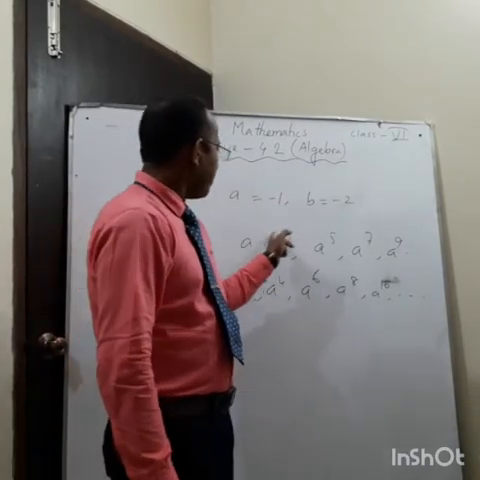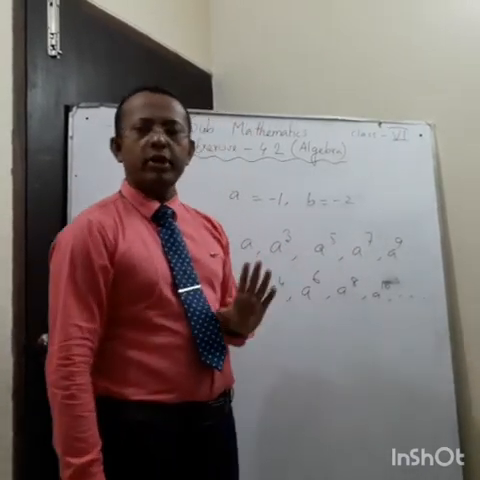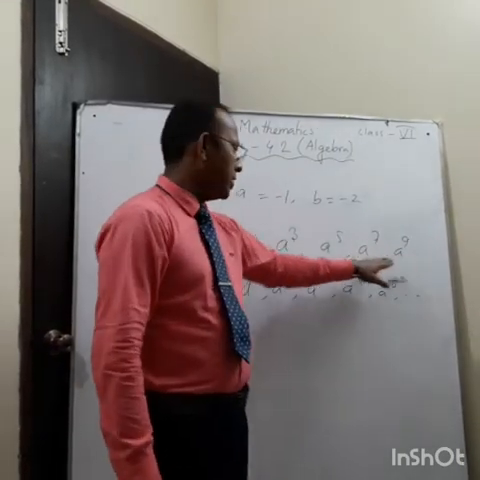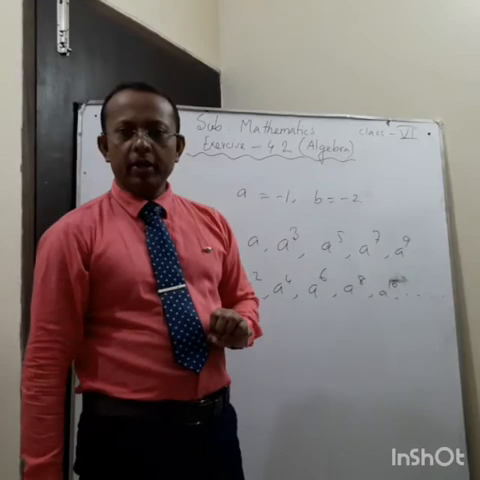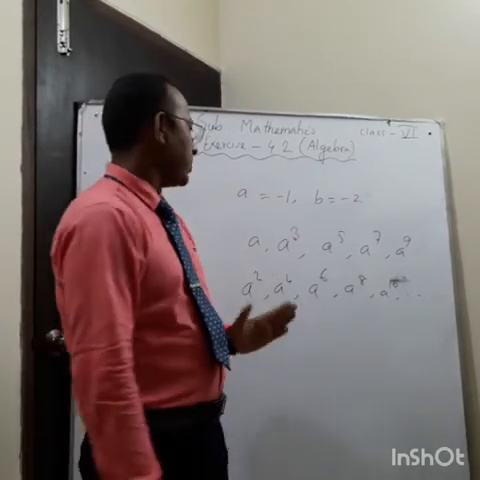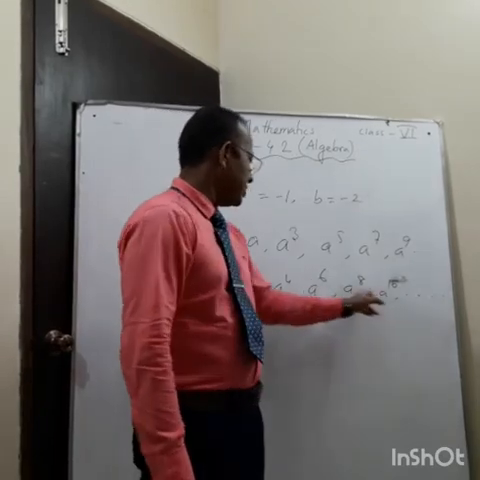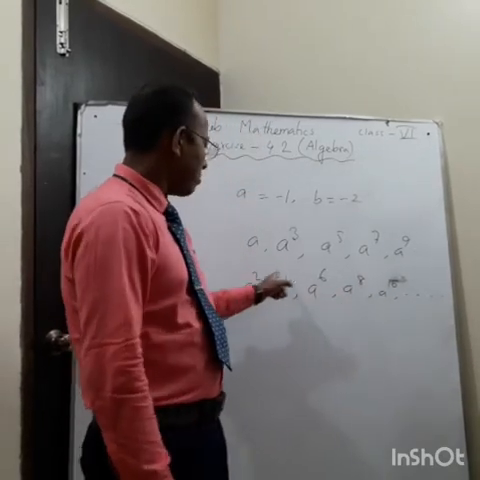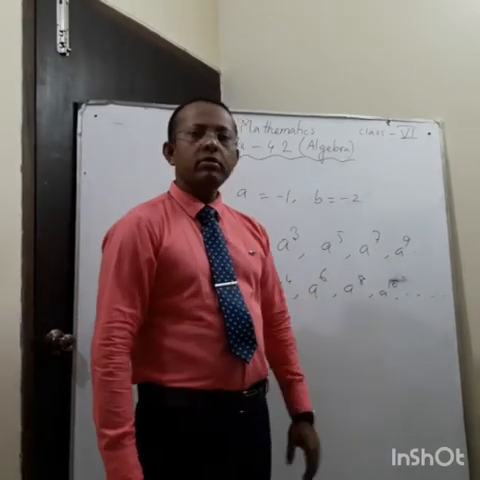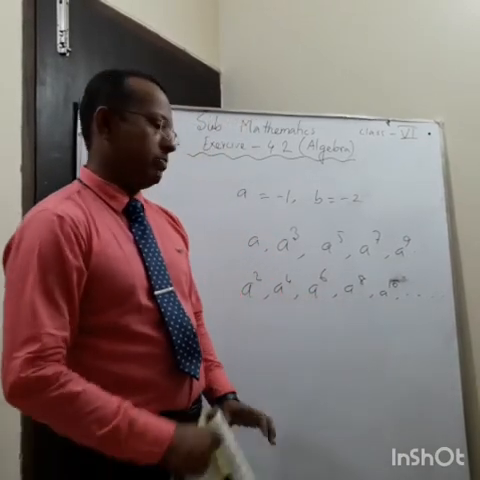When the power or exponent or index is odd and the base is negative, in that moment their values will be negative. And if the base is negative and the power or index is even, in that moment the value is always positive.